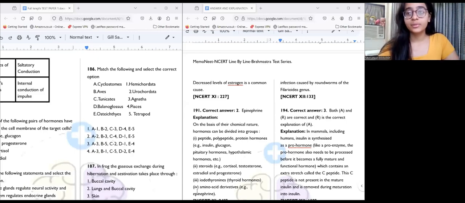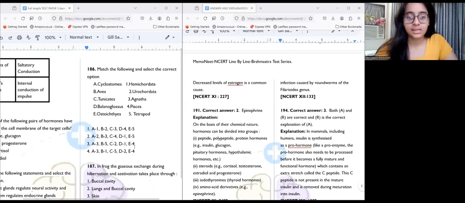Now let's begin with section B for zoology for the full test 1. Question number 186 is a match the following type of question. Cyclostomes match with Agnatha. Cyclostomes belong to Agnatha, meaning without jaws. Aves belongs to Tetrapoda, right? Then we have Osteichthyes, which are a type of fishes, so they belong to Pisces.